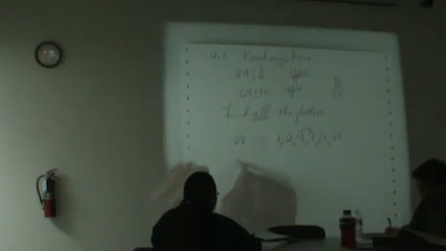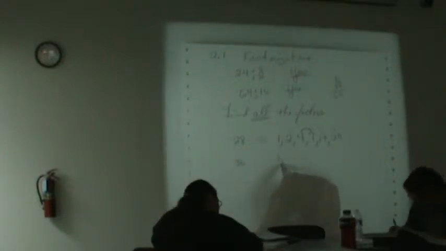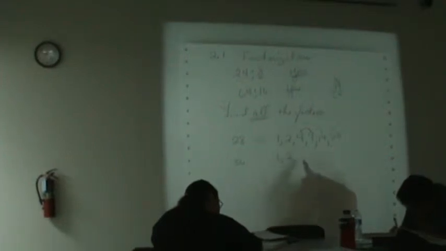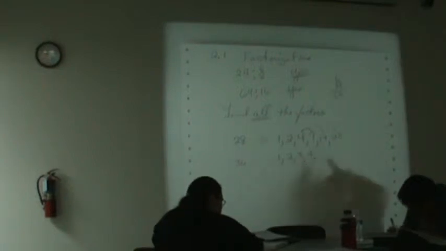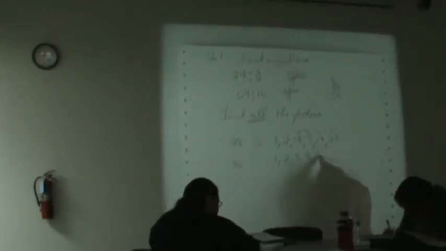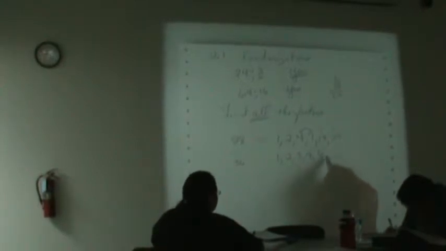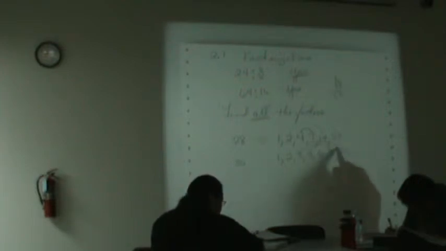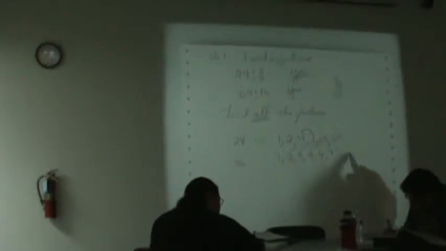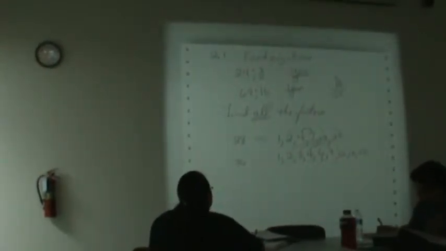Let's do that one. 36, 1 will go into it. 2? Yeah, it's even. 3? 4? 5? 6? 6 times 6, right? Okay, 4 times what? 4 times 9 is 36. 3 times 12. 2 times 18. And 1 times itself. Okay, so if it says all the factors, list all of them, not just part of them.